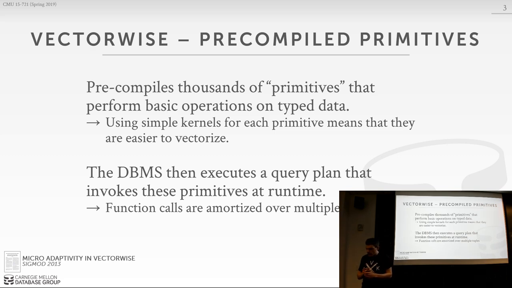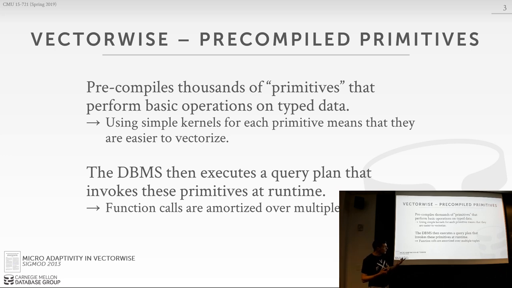The way VectorWise works is that they're not going to do compilation on the fly. Instead, the database developers, the people actually building the database system itself, write a bunch of primitives that do simple operations on data. It's a simple for loop that does one thing, like compare to see whether a value in a column is less than another value. They pre-compile all of these, and that gets shipped in the database system binary.